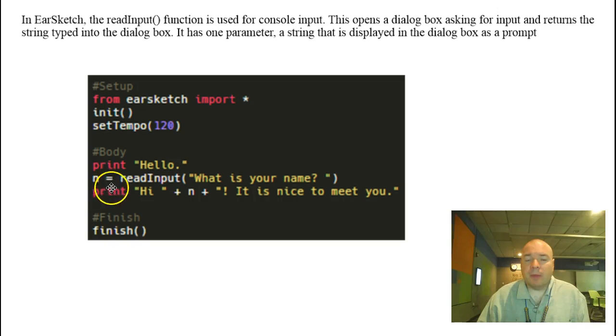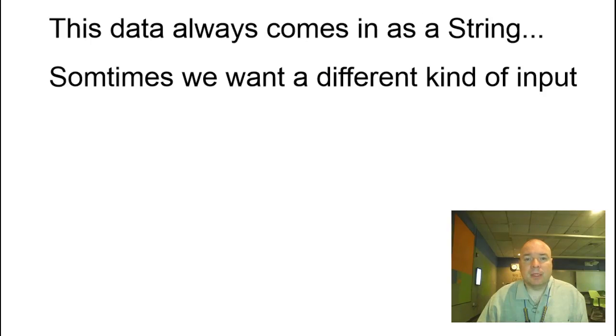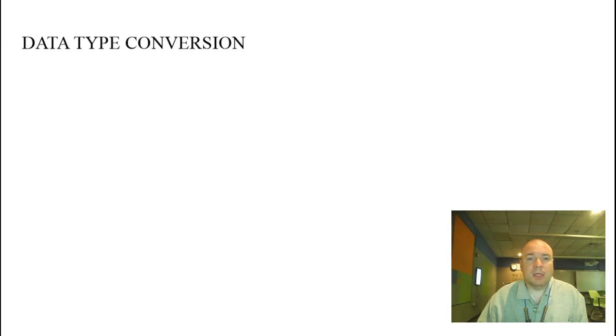The important thing to remember about the read input is that it always accepts a string. It never accepts anything else. So read input will always be a string. But sometimes we want a different kind of input. We want this data to be something different. So what we need to do is to convert the string into some other kind of data.